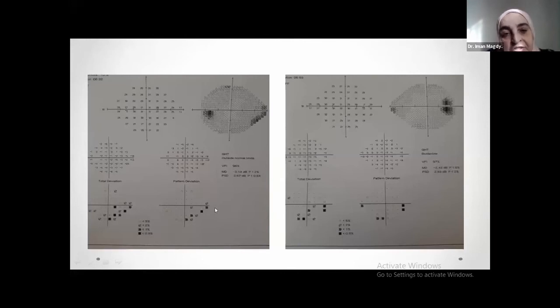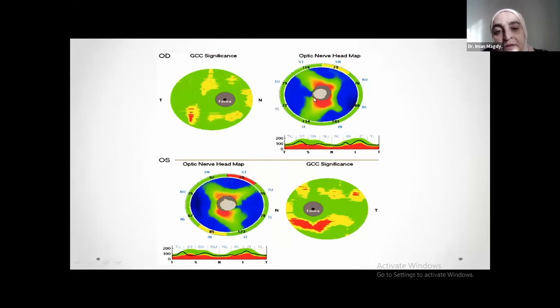So early field changes more in the left, and the OCT was consistent with the field, still also showing early changes. Thinning of borderline significance here in the superior nasal quadrant, thinning of the rim temporally in the right eye, and absent rim in this zone in the inferior temporal and lateral and the lower temporal zones in the left eye, with significant thinning in the superior temporal quadrant.